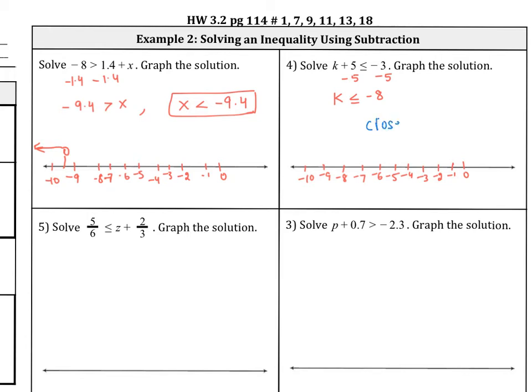So closed circle, and it's going to go to the left side or less than side. So remember, this is the less than side because it has negative numbers. Once you have positive numbers, that is called the right side or greater side.